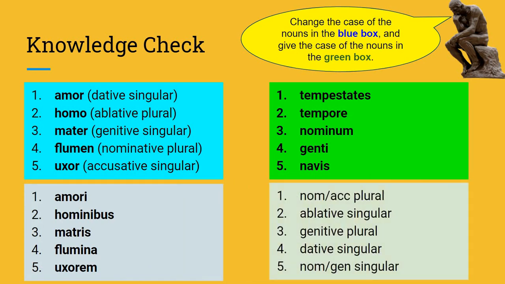tempestates, storms, could be nominative or accusative plural. Tempore, time, from tempus, must be in the ablative singular. Nominum, from nomen, name, must be in the genitive plural. Genti, meaning family or tribe, must be in the dative singular. And navis, meaning ship, could be in the nominative or genitive singular. The word navis already ends in is, which is why its nominative and genitive are the same. Very well done if you managed to get all of these right.